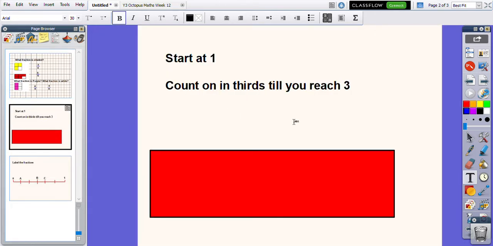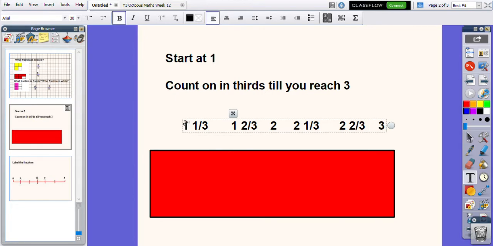Now the next part asks you to start at 1 and count on in thirds till you reach 3. Okay, so we're starting at 1. Well, how many thirds make a whole 1? 3/3 make a whole 1. So we need to go 1 and 1/3, 1 and 2/3, and then we don't put 1 and 3/3, do we? Because 3/3 is a whole 1, so we've actually reached now 2. Then we carry on, 2 and 1/3, 2 and 2/3, and then 3, and that's that.